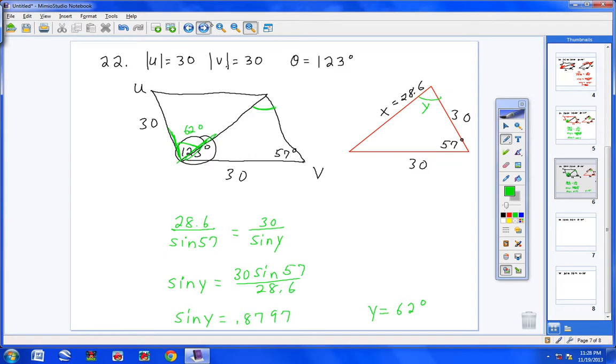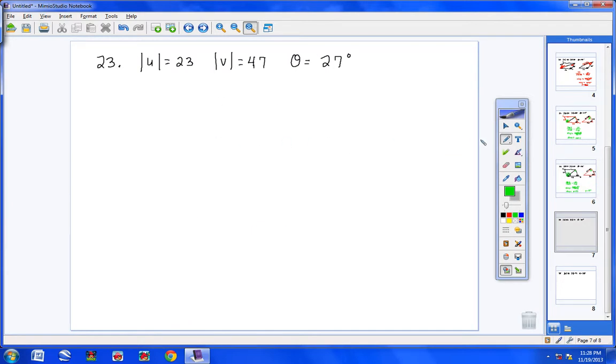Okay. All right, number 23, we have U and V forming an angle of 27 degrees. That'll be kind of a small parallelogram. So here's U, and then here's V, and this would be 27 degrees, and this is vector U, and this is vector V. U has a length of 23, V has a length of 47. Let's go ahead and draw the rest of our parallelogram. So we come over like this and like this.